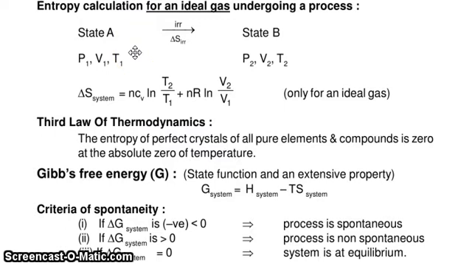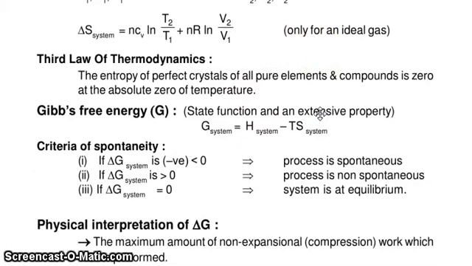Entropy calculation for an ideal gas undergoing a process, state A irreversible, delta S irreversible, state B. So P1 V1 T1, P2 V2 T2. So delta S system is equal to nCv ln T2 by T1 plus nR ln V2 by V1, only for an ideal gas. Now friends, third law of thermodynamics. The entropy of perfect crystals of all pure elements and compounds is 0 at the absolute 0 of temperature.